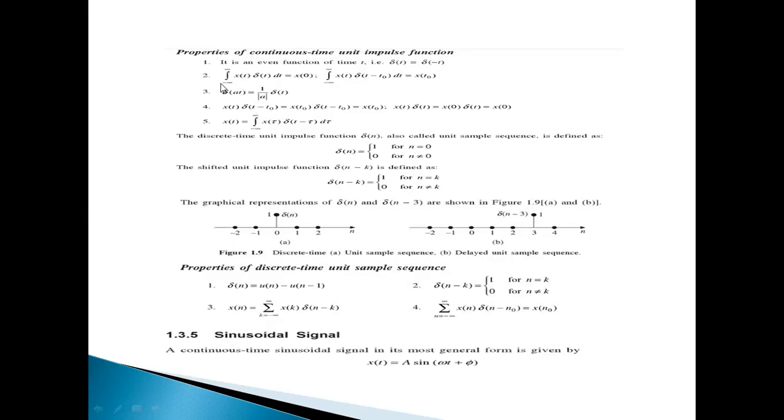And the second one: the integral from minus infinity to infinity of x of t delta of t dt is equal to x of 0. Why is that x of 0? The integral from minus infinity to infinity, or otherwise a shifting operation, of x of t delta of t minus t naught dt is x of t naught. I will show that on the board.